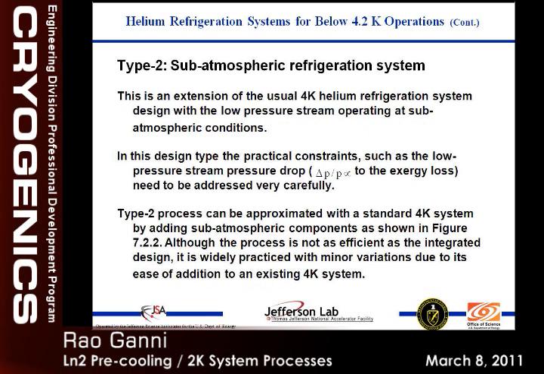So the other one is the subatmospheric systems, where you take the 30 millibar coming back from the 2 Kelvin load, and you try to recover as much refrigeration as possible. But if you want to recover more and more of the refrigeration, which is already at 30 millibar, the pressure drop will play a big role in the heat exchanger. To exchange the heat, you need pressure drop. And as the pressure drop increases, your vacuum pump size and the pressure ratio, they both go up very exponentially. So now we are in the dilemma.